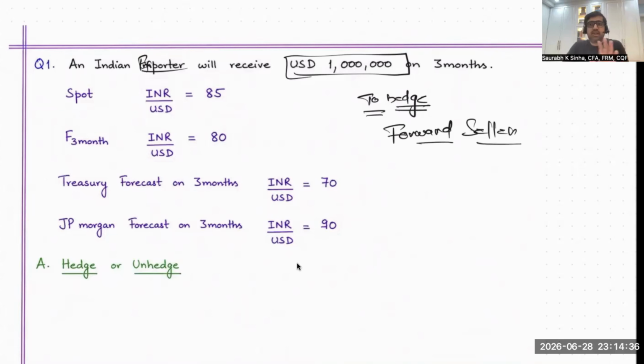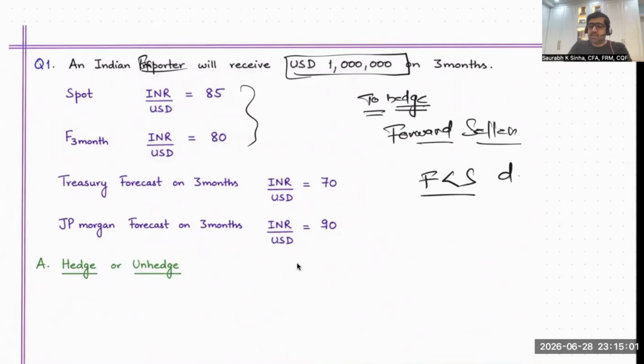This is clear. You will never buy USD if you're receiving USD. Why would you buy? Because if you're receiving USD, you will try to sell at a fixed price, and that is 80. So as a forward seller, you will try to enter into a 3 month forward contract, which is trading at 80.